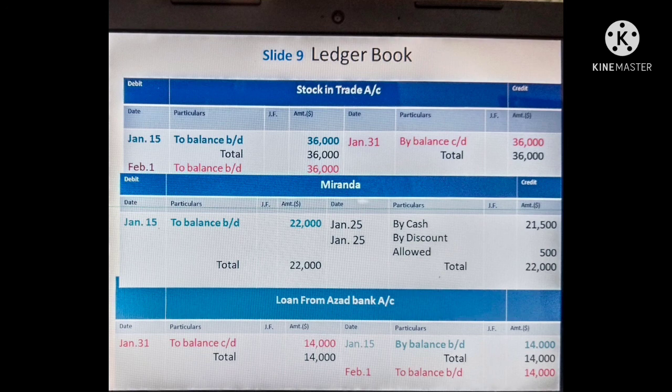Please note, in stock in trade account, no transactions affecting goods during the period are posted. There are different accounts such as purchase account, sales account, purchase returns account, sales returns account for posting all that. So, stock in trade account will always be showing the opening value, opening stock itself, till the end of the accounting period. What comes in trial balance will be the opening stock.